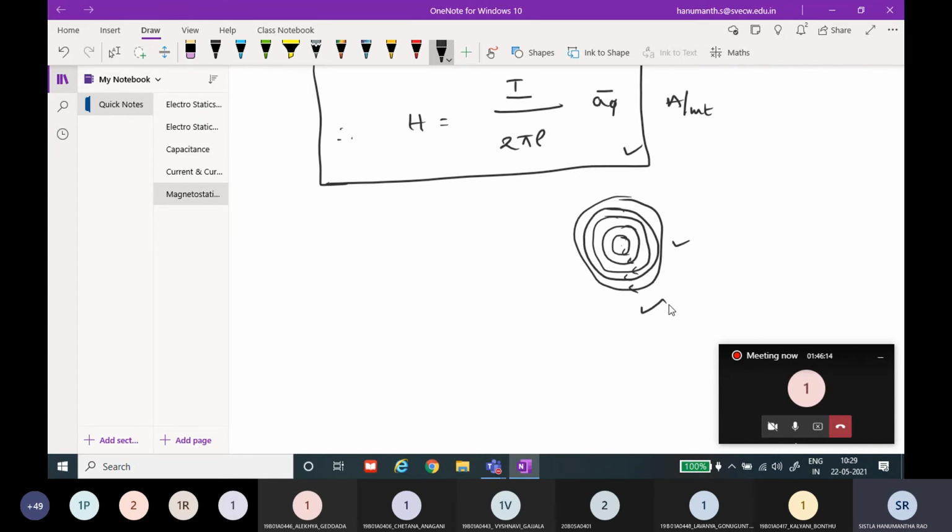Okay, and the second point is the direction of the magnetic field intensity is along phi direction. It is tangential to the concentric circles around the conductor, as shown in the figure.